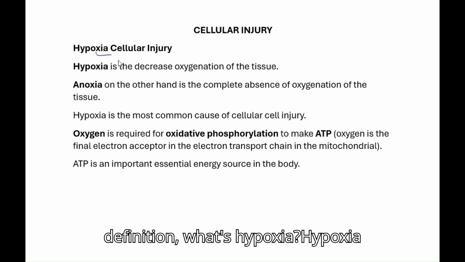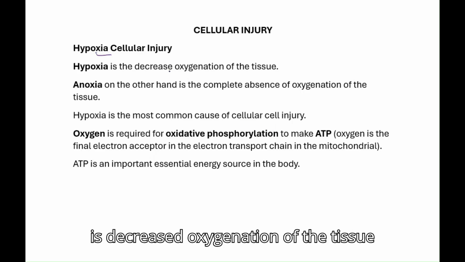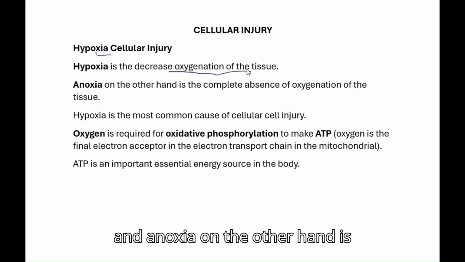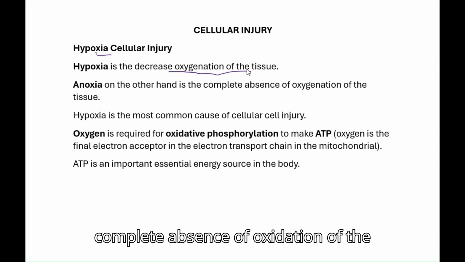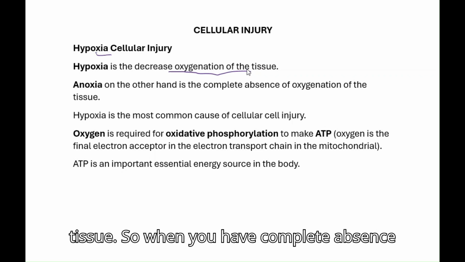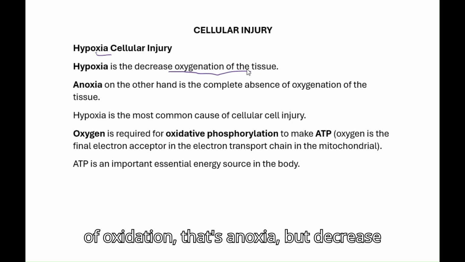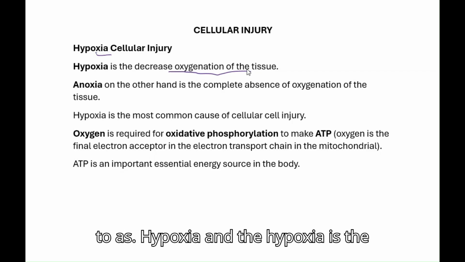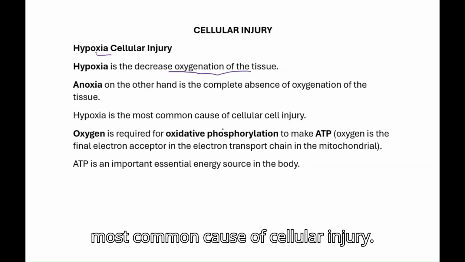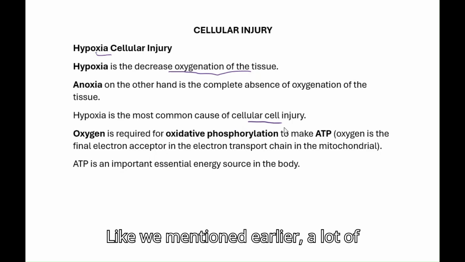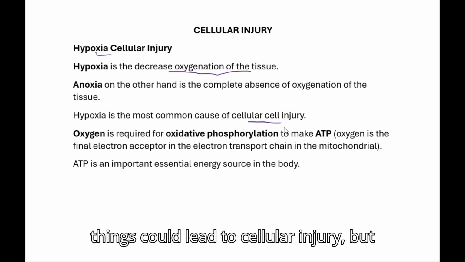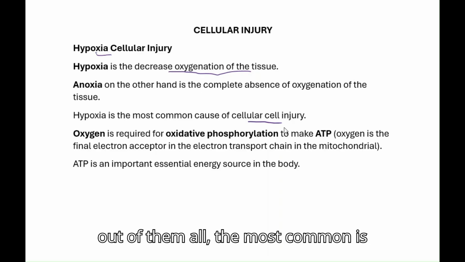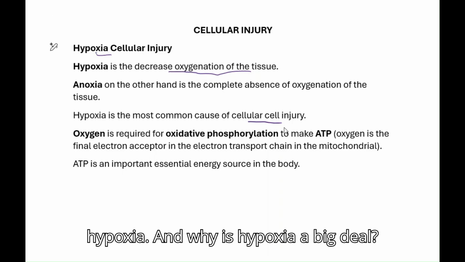So by definition, what's hypoxia? Hypoxia is decreased oxygenation of the tissue. And anoxia, on the other hand, is complete absence of oxygenation of the tissue. So when you have complete absence of oxygenation, that's anoxia, but decreased oxygenation of the tissue is what we refer to as hypoxia. And hypoxia is the most common cause of cellular injury. Like we mentioned earlier, a lot of things could lead to cellular injury, but out of them all, the most common is hypoxia.